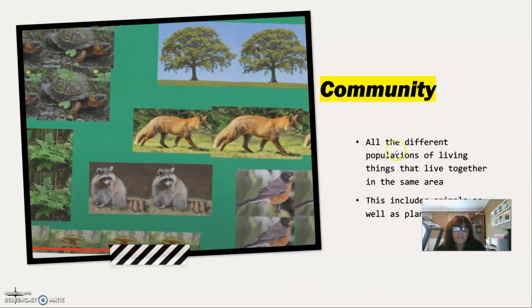The community doesn't just include animals, it can also include all of the plant and different fauna within that specific area. The box turtles and the fox and the trees and the fern and the birds, the raccoon, the mushrooms, all different populations within this same community.